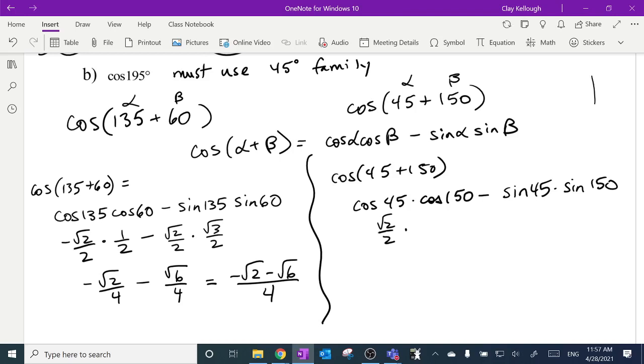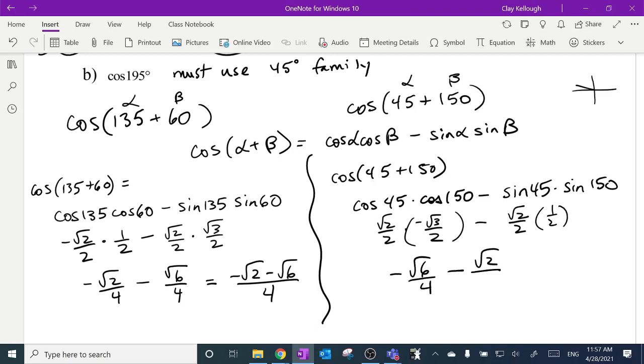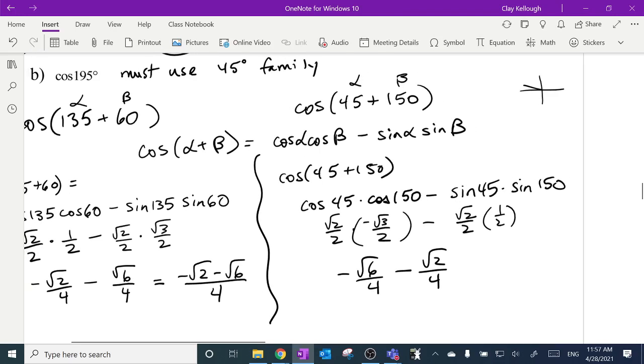So where's 150? Okay, I'll make a little sketch. 150 is over here. It's in the 30 degree family, so sine is 1/2, cosine's root 3 over 2. Right? Yep. But the cosine's negative. Minus root 2 over 2. Sine of 150 is positive, but at 1/2. Am I getting the same answer? Yes, I am. Negative root 6 over 4 minus root 2 over 4. And hopefully you realize that that's the same answer.